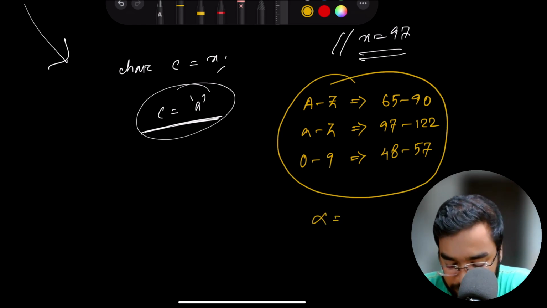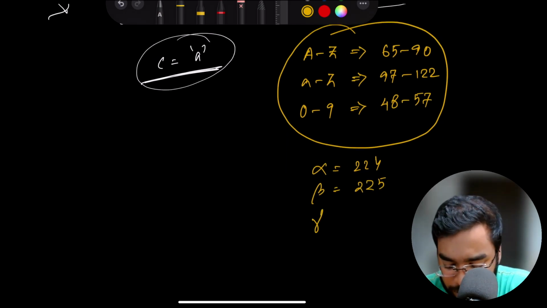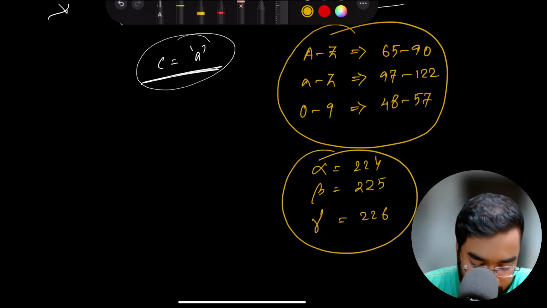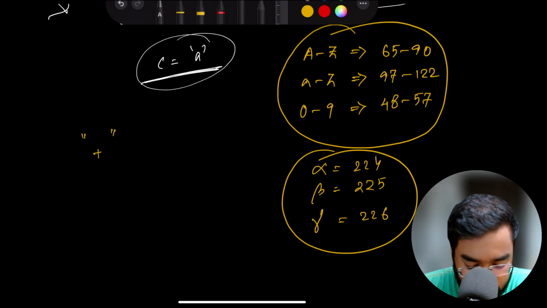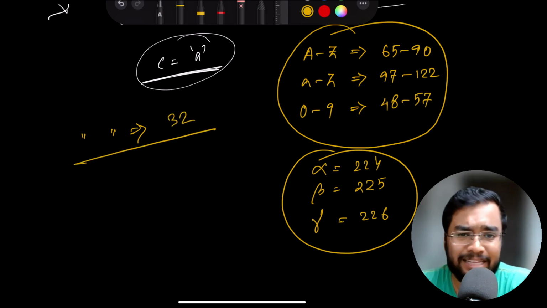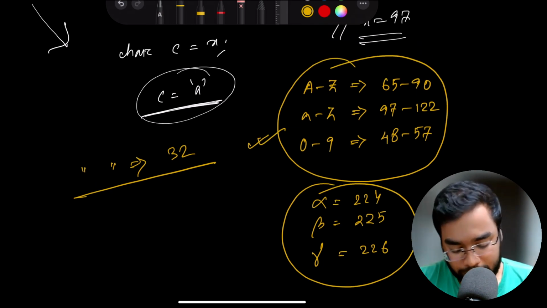For example, alpha is 2 to 4, beta is 2 to 5, and gamma is 2 to 6, just like that. The space bar would have the ASCII value of 32, I guess. So just like this, you mainly need to know these things. These are called ASCII values.